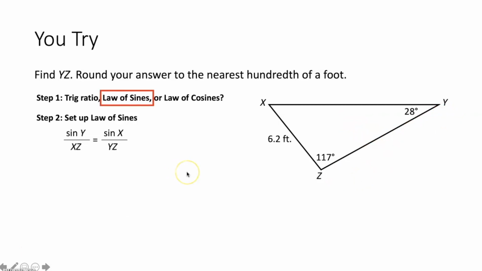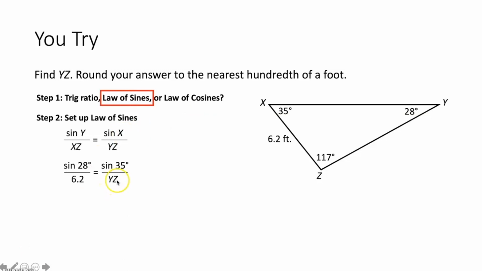Now what I can do is plug in what I know. I know that the measure of angle y is 28 degrees. That goes in here. I know the measure of segment xz is 6.2 feet. That goes in here. The measure of angle x, I don't know. The measure of segment yz, I'm trying to find. Oh, well, I need to figure out what this angle measure is. Oh, I can do that. I just take 180 degrees, subtract 117, subtract 28, and I get that the measure of angle x has to be 35 degrees. So I can take that now and plug it in here.